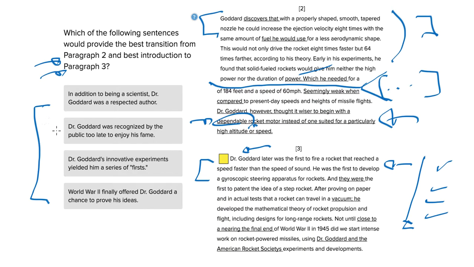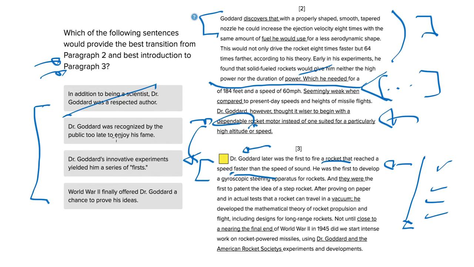So whatever we talk about has to discuss what Goddard later achieved, and it has to be a nice transition from the fact that he first chose a dependable model. All right, let's figure this out. In addition to being a scientist, Dr. Goddard was a respected author. We're not talking about him being an author, we're talking about him designing other rockets, things that are scientific in nature.